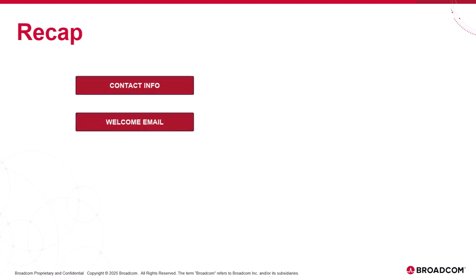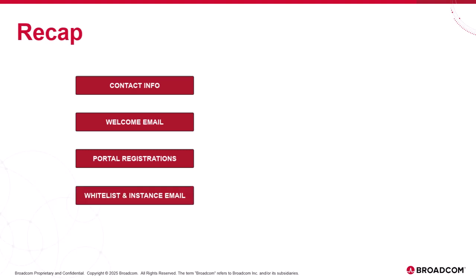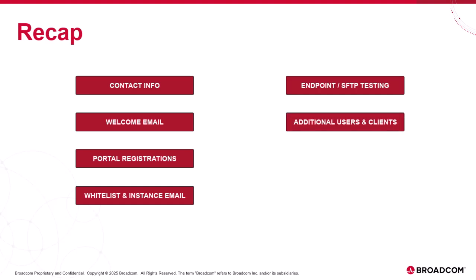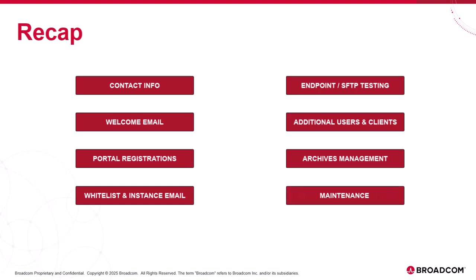Let's recap. You send the privileged point of contact to Broadcom. Broadcom sends you the welcome email. You register on the support and status portals. Broadcom whitelists your systems and sends you the second email with the details of the instance. You use this information to test the JCP, REST API, AWI, and SFTP. You create additional users and clients. You deploy an automated procedure to download your operational data archives. You acknowledge the maintenance schedule. You start connecting your systems and applications via agents.